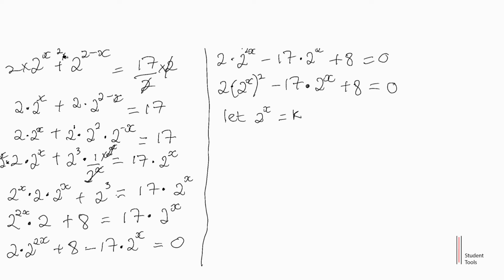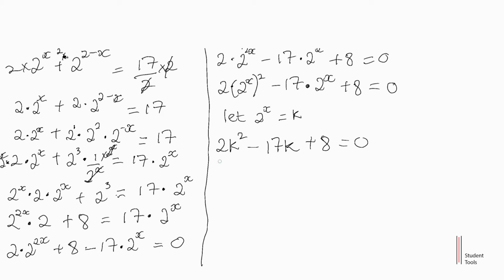Why? Because we want to make this look like a quadratic equation. How? When we let 2 to the power x be equal to k, here we will have 2 multiplied by 2 to the power x squared. That means it's 2 multiplied by k squared, minus 17 multiplied by 2 to the power x. That means it's 17k plus 8 equal to 0. So now we have a quadratic equation.